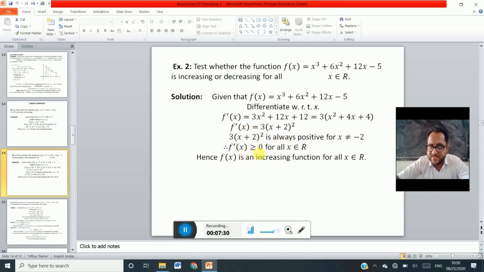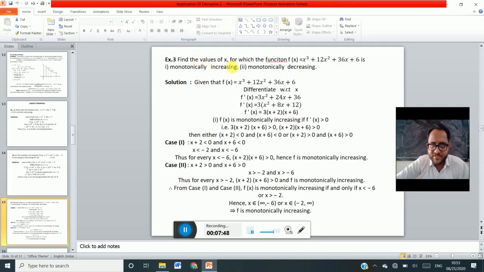So excluding this, for x not equal to -2, all the other x have this positive, that is f'(x) > 0 for all x belongs to R. Therefore the function should be increasing for all x belongs to R, right? Understand? Okay, see the next example.